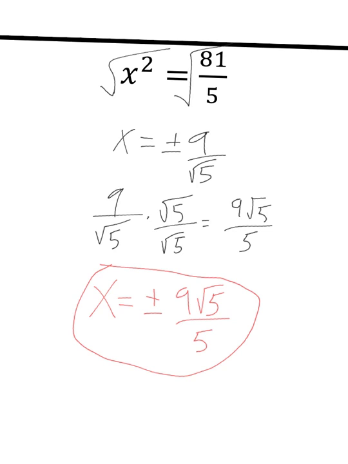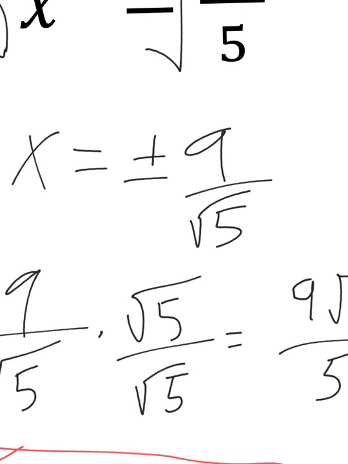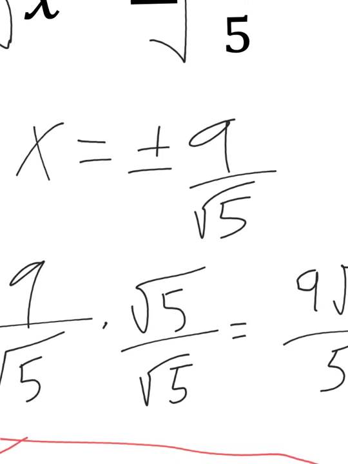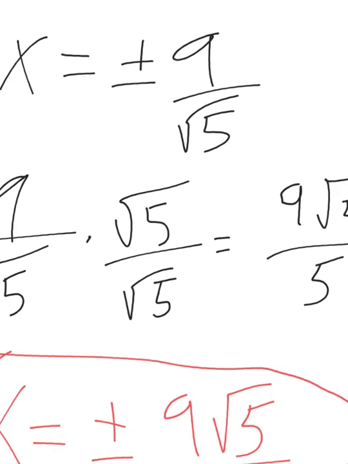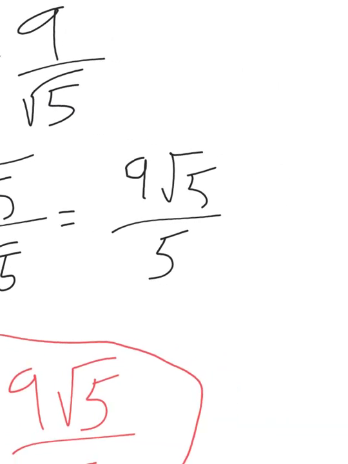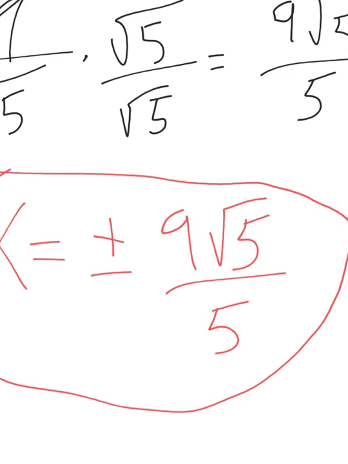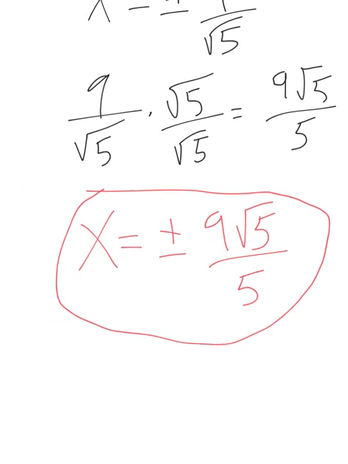Okay, so on this first one, I square rooted both sides. Square root of 81 is 9. So I wrote plus or minus 9 over the square root of 5. And I rationalized it by multiplying by square root of 5 over square root of 5. So that got me 9 times the square root of 5 over just the number 5. And then I just said x equals plus or minus that.